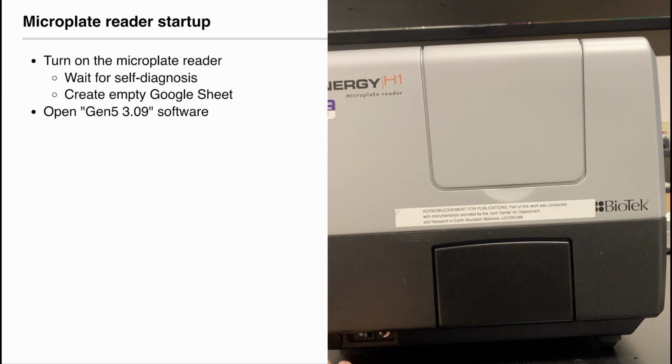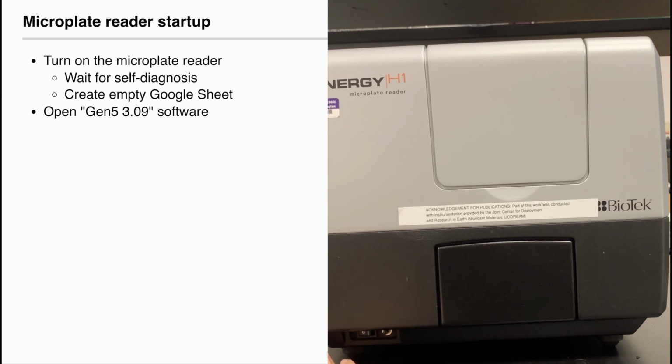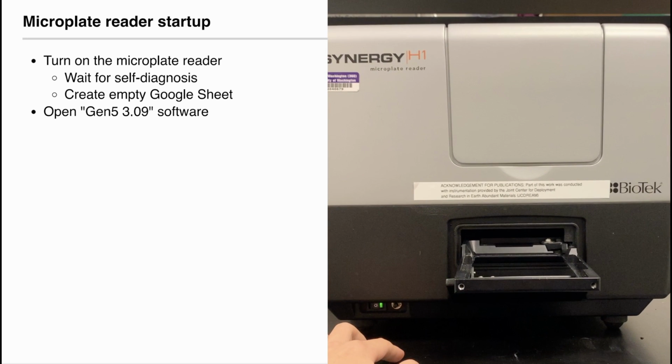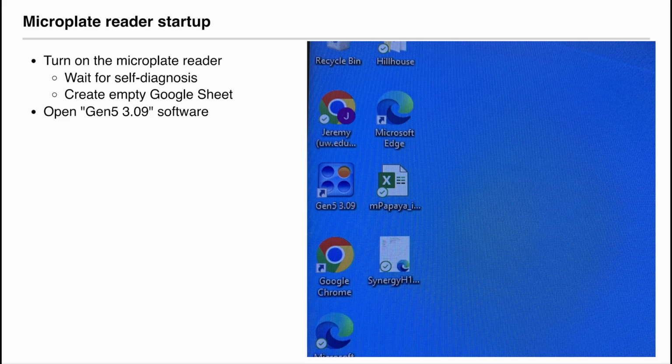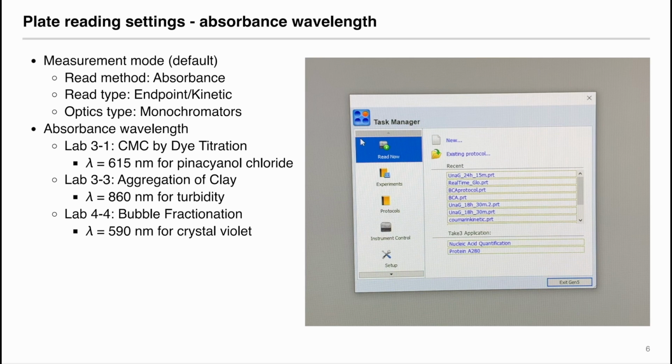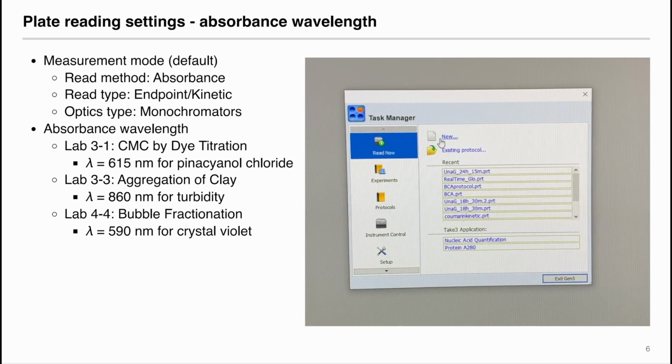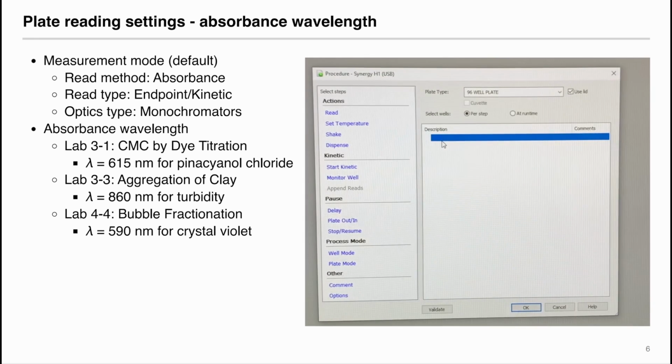To turn on the reader, press the on and off button for the whole microplate reader so that the plate holder pops up. Then wait for the machine's self-diagnosis. While you're doing that, you can create an empty Google Sheet for yourself to store the data. Now open the software called Gen5 3.09, which is the software for the microplate reader. After opening the software, press New to get a new file. It will go to measurement mode, and leave everything as default.